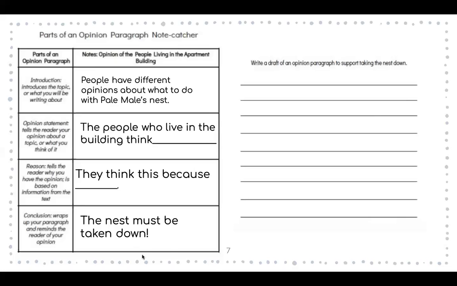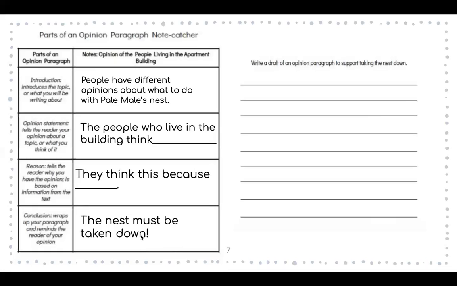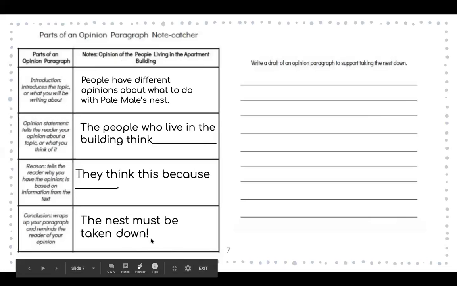Then your conclusion is the nest must be taken down, because you're restating and you're reminding your reader what the opinion was. The people in the apartment building wanted the nest to be taken down. So you're taking all of this information and putting it into your paragraph. That's why this is really important, to copy down our sentence starters and to fill them in.